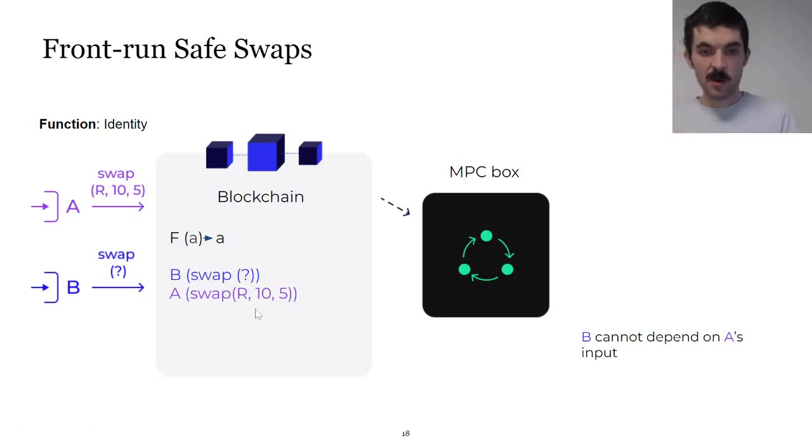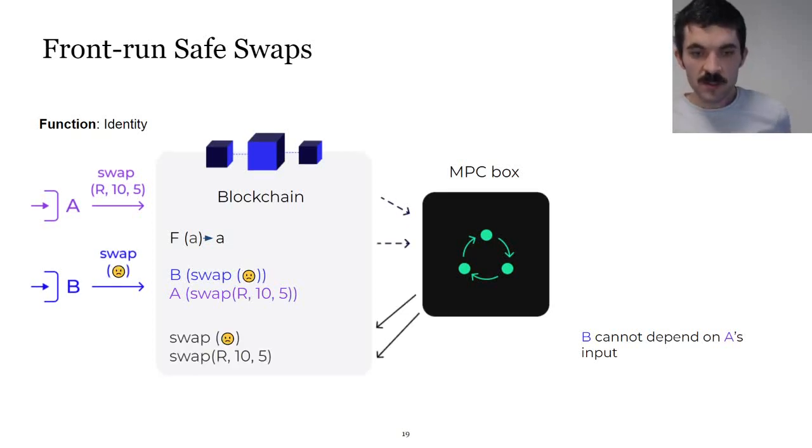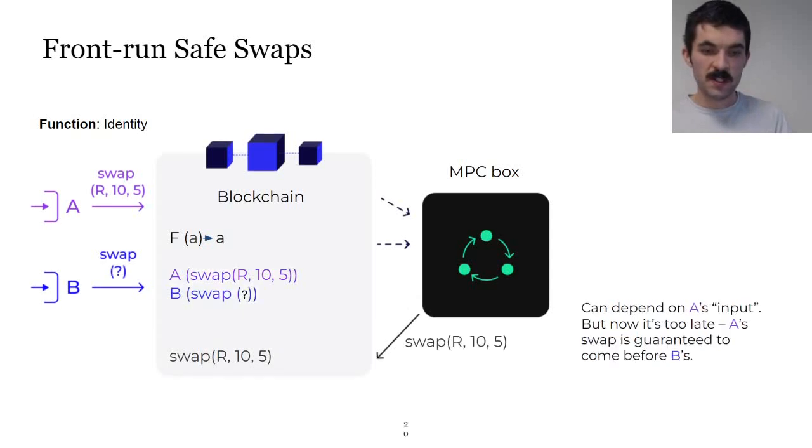So yes, B can make its swap be executed before A's swap, but it will have no idea what is actually inside the swap of A. When the MPC box executes these swaps, B's swap will be executed before A's, but it cannot meaningfully depend on what swap A is trying to execute. In particular, it cannot front run it, because you really need the swap you're putting in before your target to be dependent on the other one. Typically, you want to sandwich two swaps around the swap you're trying to attack. That's not possible here because you don't know what the other swap contains.